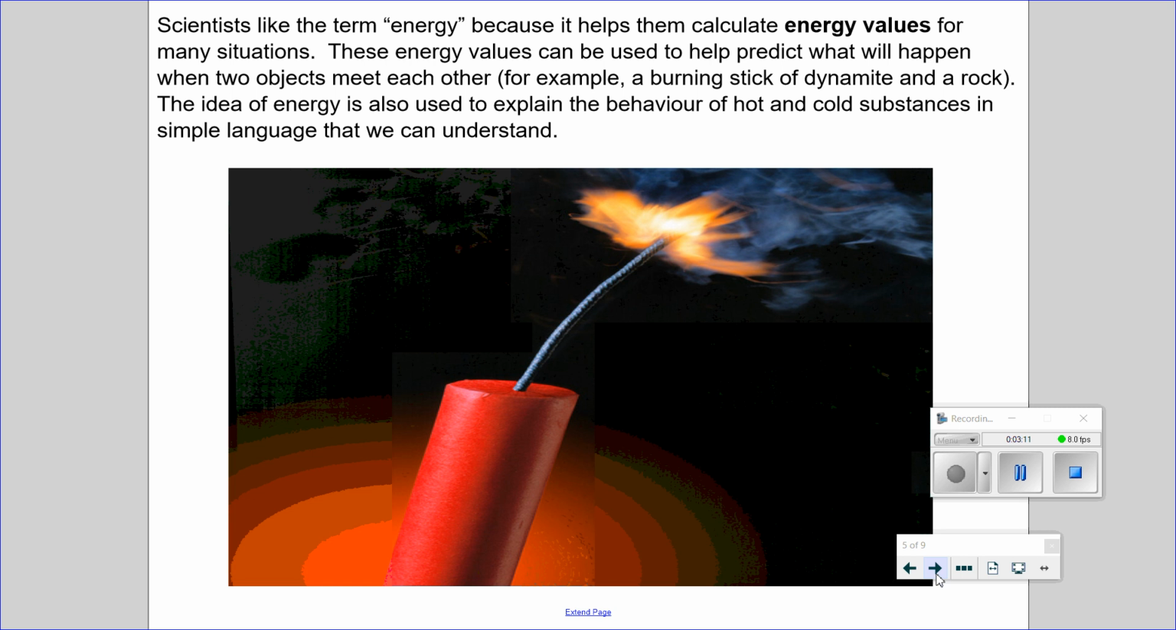Scientists like the term energy because it helps them calculate energy values for many situations. These energy values can be used to help predict what will happen when two objects meet each other. For example, a burning stick of dynamite and a rock. The idea of energy is also used to explain the behavior of hot and cold substances in simple language that we can understand.